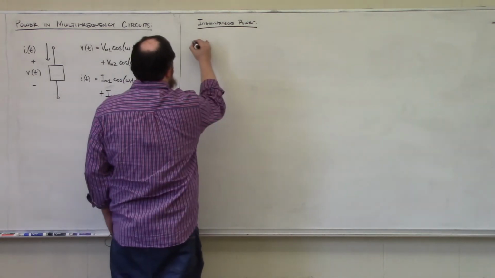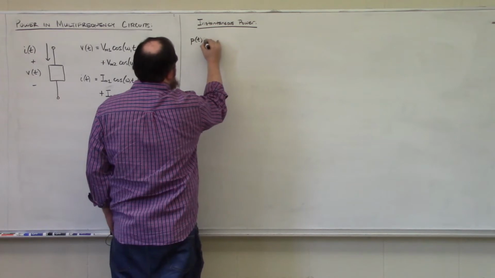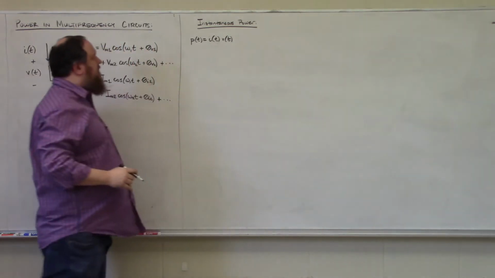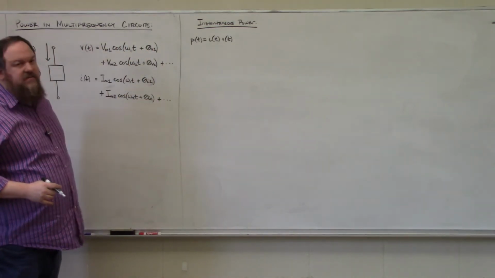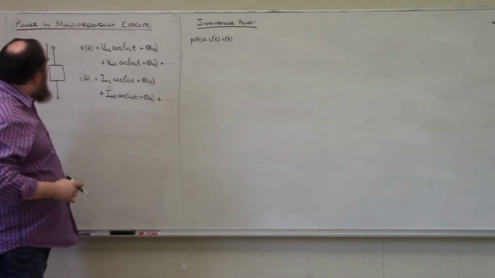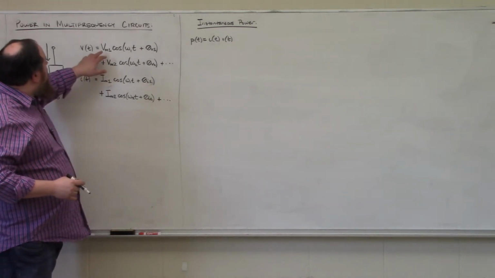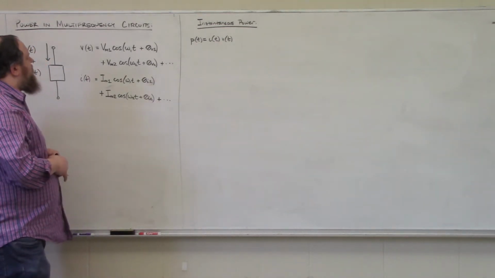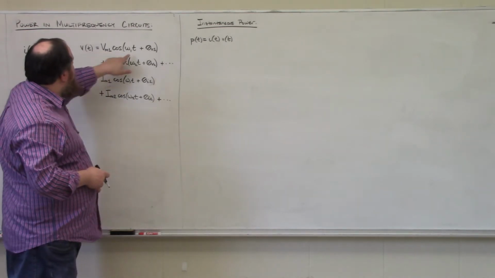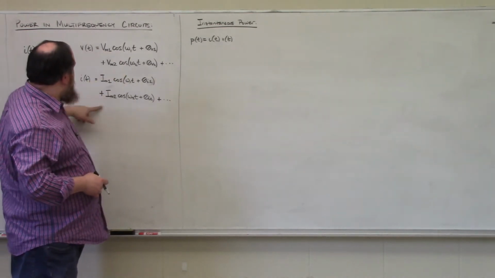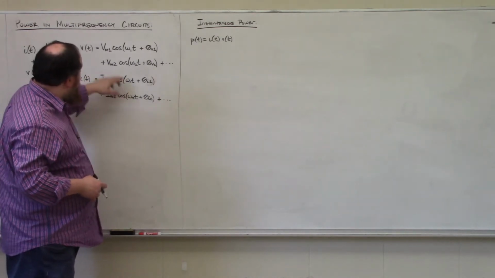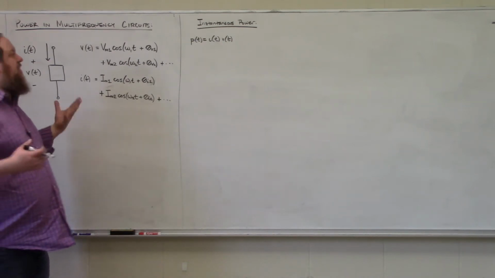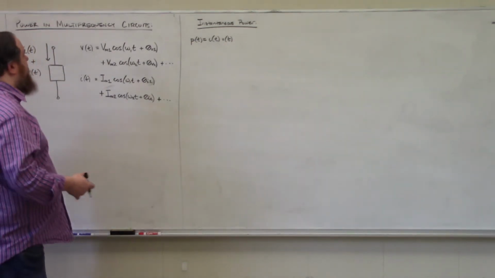we know that by definition, the instantaneous power, P of t, is I of t times V of t, which means we're going to have to multiply these terms together. And so effectively it's going to be like a FOIL method like you would do in your high school algebra class, where we're going to multiply this term by this term, then this term by this term, this term by this term, and then this term by this term. And if you have more than two frequencies, it gets just uglier and uglier and uglier. But there is a little bit of method to the madness.